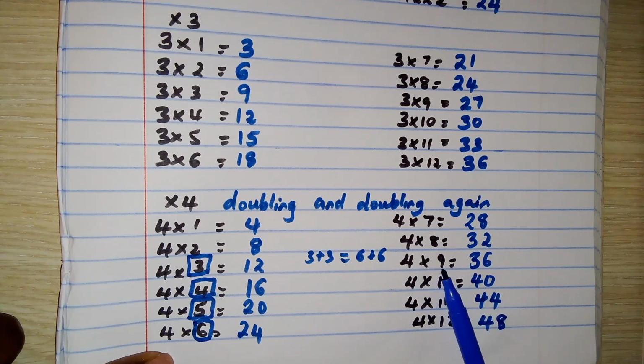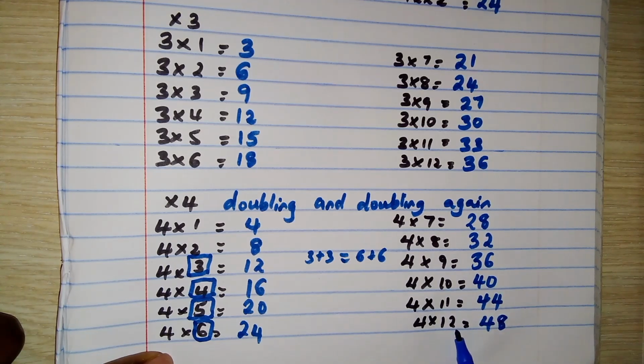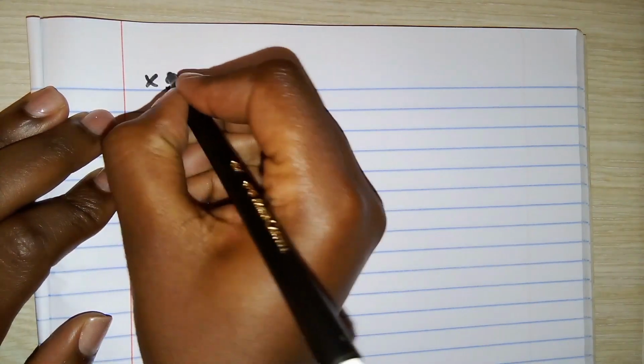If it's 9, 9 plus 9 is 18. 18 plus 18 is 36. If it's 12, 12 plus 12, 24. 24 plus 12, 48. So the next times table is 5.